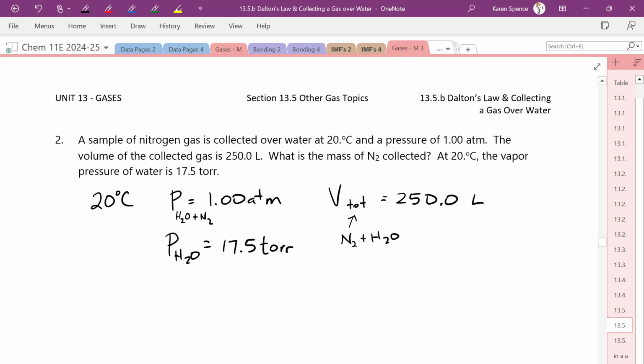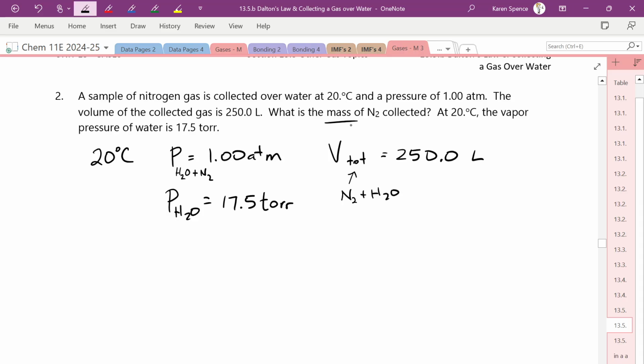So if we want the mass, that means we're going to want the moles. So we want to find n, because in order to get mass, you always kind of have to go from moles. PV equals nRT, we'll be able to do it with that. So let's first of all figure out the pressure of the N2. What is our pressure of N2? P total minus P H2O.